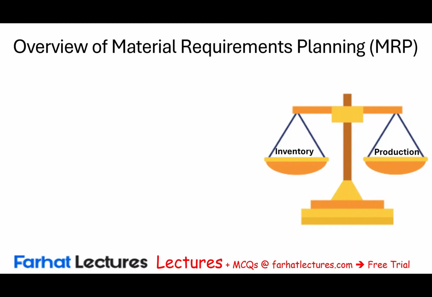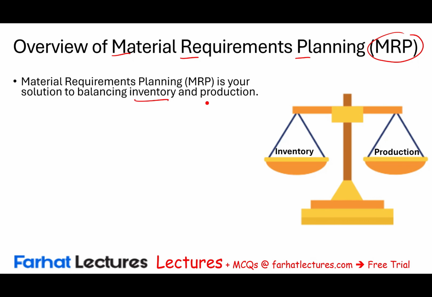Hello and welcome to the session in which we will discuss material requirements planning, known as MRP. The MRP system is a solution for balancing inventory and production. So if you're a manufacturer, you're going to have to produce something and you also have to have inventory. You're going to have two types of inventory: inventory such as raw material that you need before production, and inventory of ending product after production.